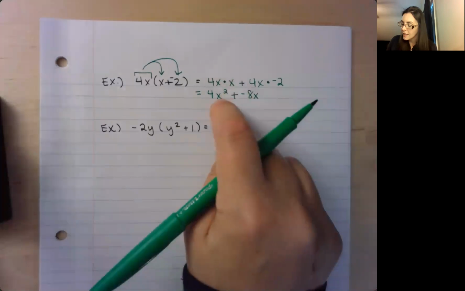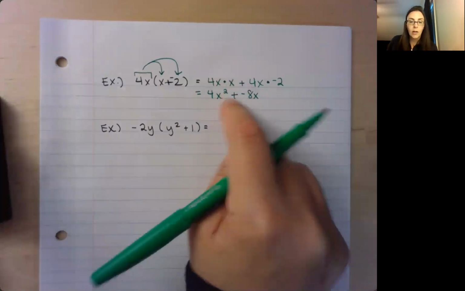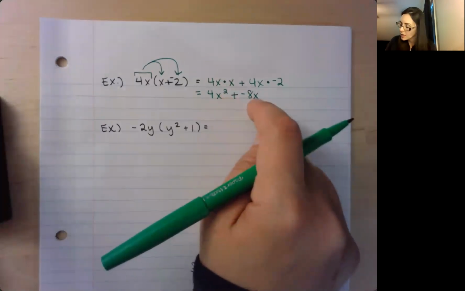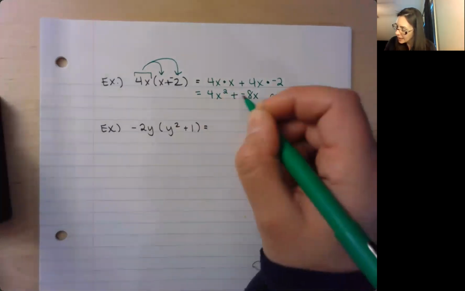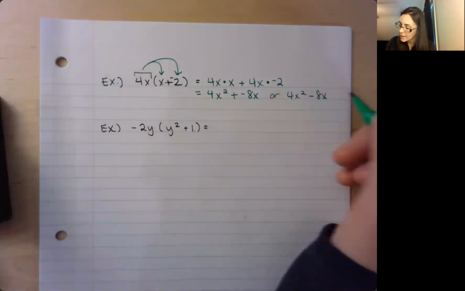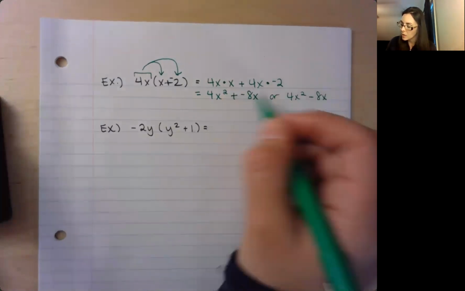Now, I cannot add these because these are unlike terms. One has an x squared, one has an x, so they're different. So this is fine for your final answer, or if you had it as negative 8x, or sorry, minus 8x, that's fine too. Adding a negative and a minus are the same thing.